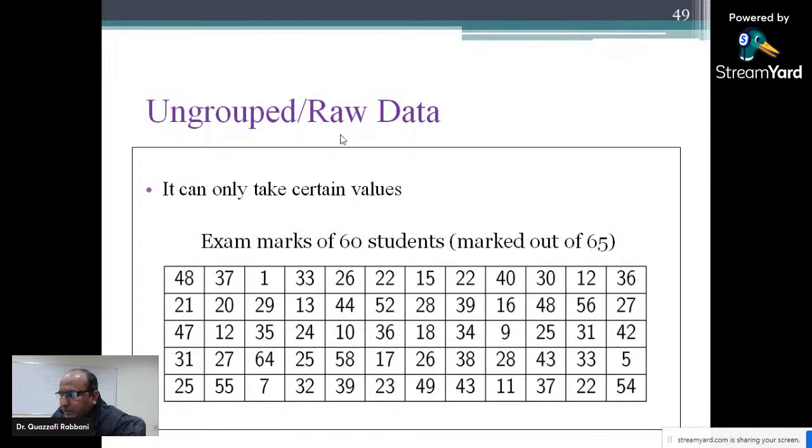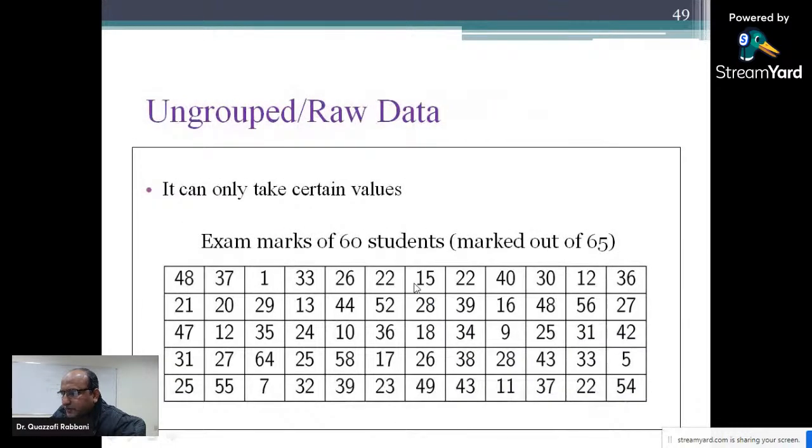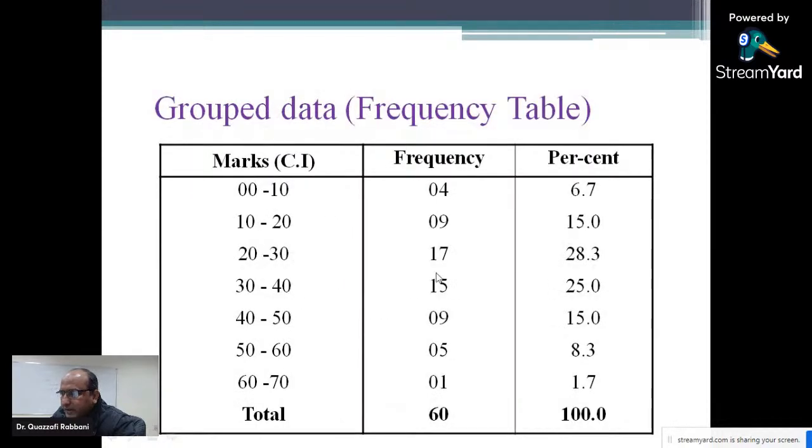So this observation is raw data, original data, and this data can be organized in this way. And this is the group data frequency table. For the marks 0 to 10, the number of students is 4. 9 students got marks between 10 and 20. 17 students got marks between 20 to 30. 15 students got marks like 30 to 40, and so on. So this raw data can be organized into group data.